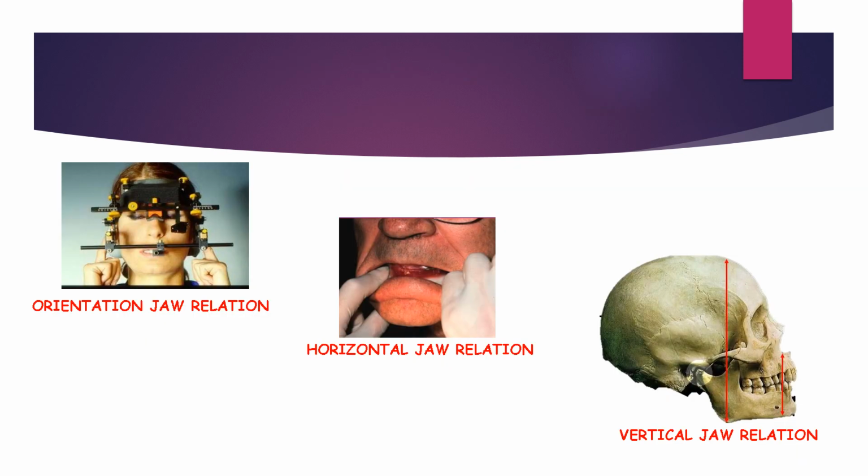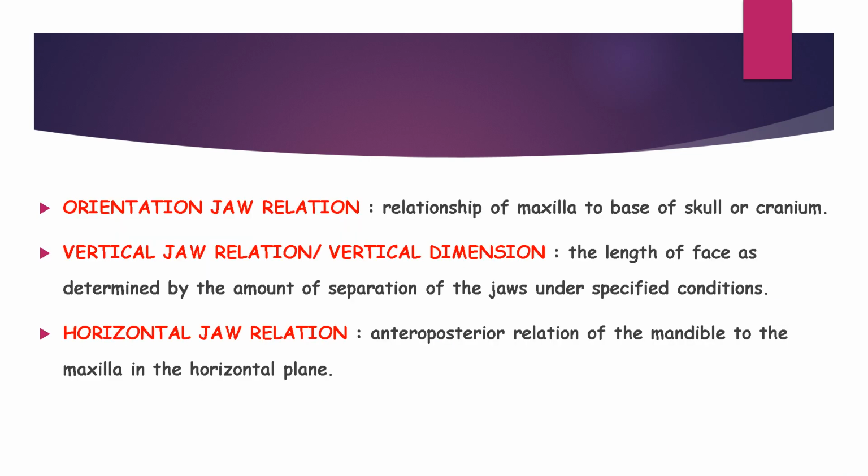The various types of jaw relation are orientation jaw relation, horizontal jaw relation and vertical jaw relation. The orientation jaw relation is defined as relationship of maxilla to the base of the skull or cranium. Vertical jaw relation, or vertical dimension, is defined as the length of the face as determined by amount of separation of the jaws under specified conditions. And the horizontal jaw relation is defined as anterior-posterior relation of mandible to the maxilla in horizontal plane, according to GPT.